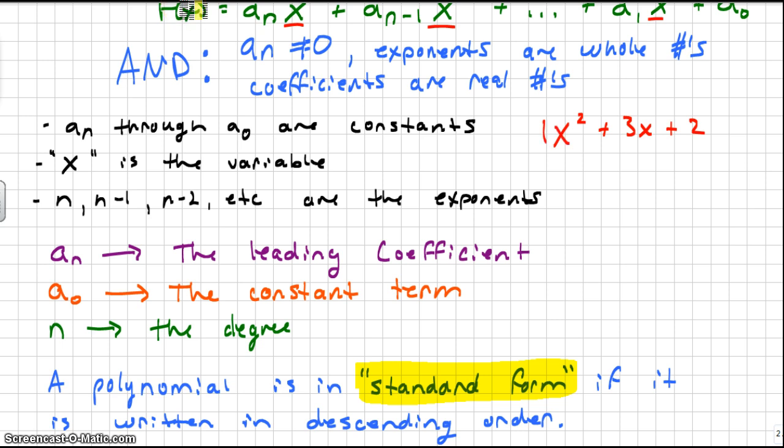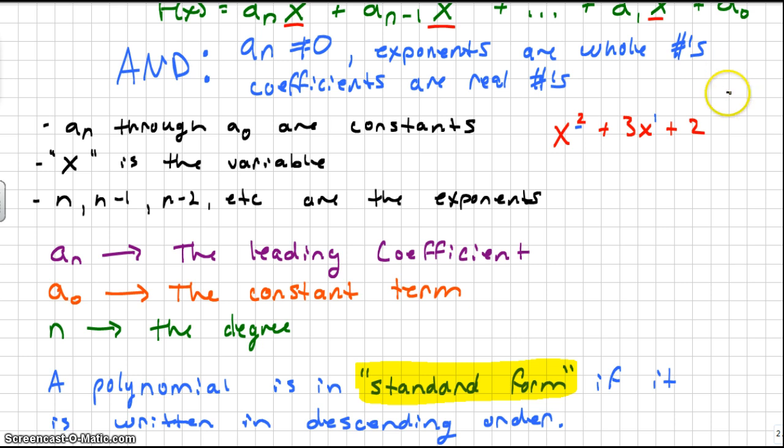It's written x squared plus 3x plus 2. If you look, it is in descending order. The exponent is 2. That's the biggest exponent. This next exponent will be 1. That's smaller than 2. It's 1 smaller than 2.